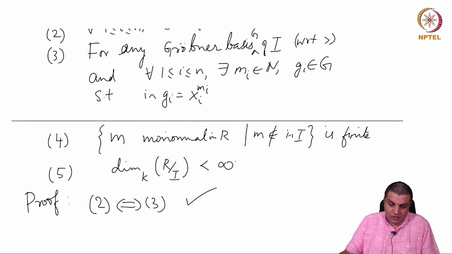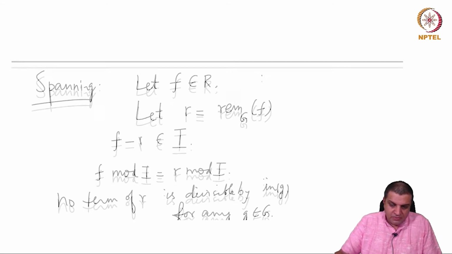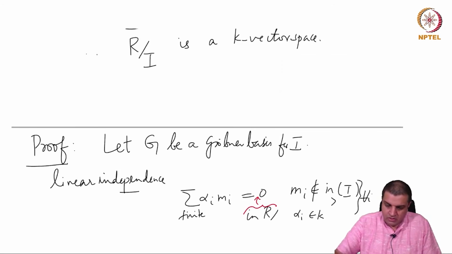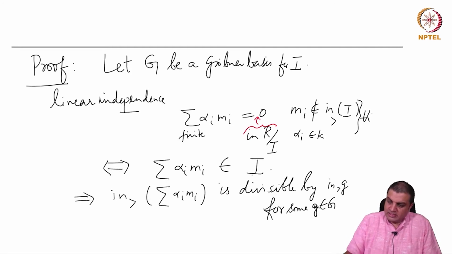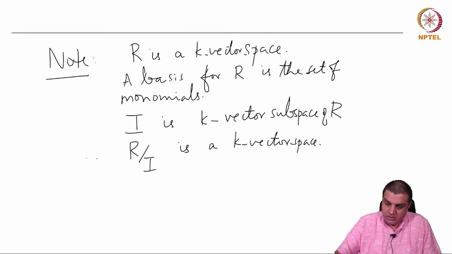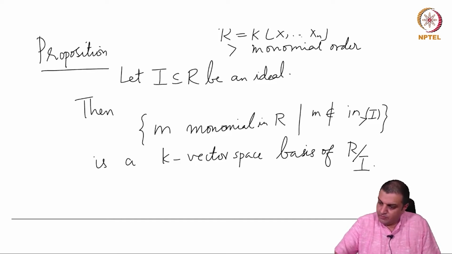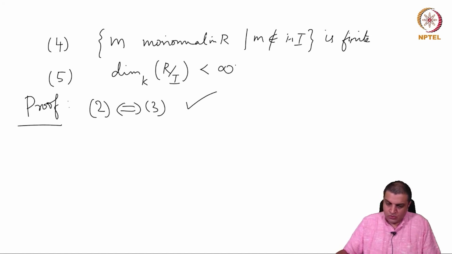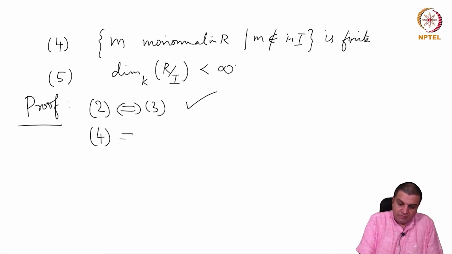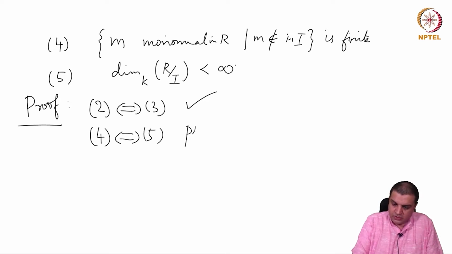Okay. What about 4 and 5? That's the previous proposition. This set is a K vector space basis for R mod I. So this is finite if and only if this is finite dimensional. So 4 if and only if 5 is the previous proposition.